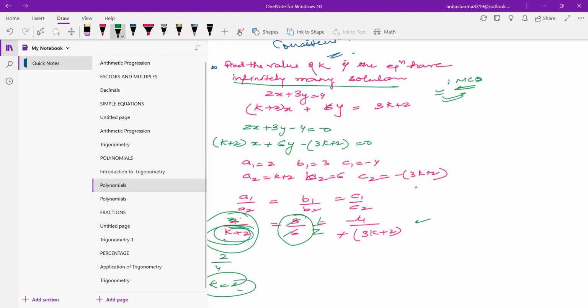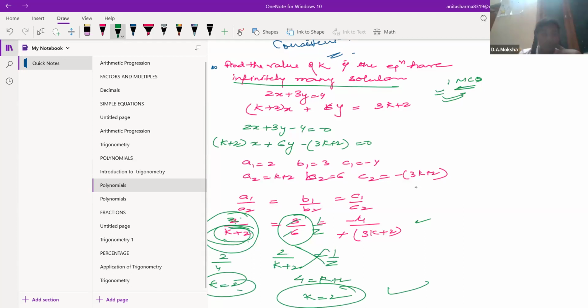So in MCQs you can use the hit and trial method. Or see, 2 upon k plus 2 is equal to 1 by 2. Just cross multiply. 4 is equal to k plus 2. Then the value of k will be 2. Clear?